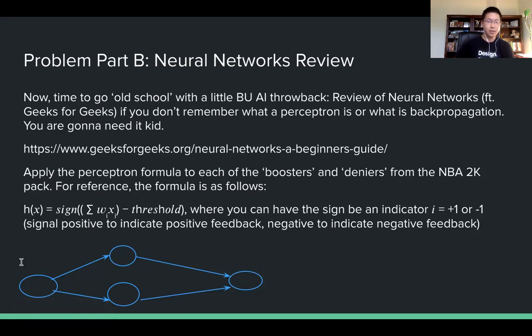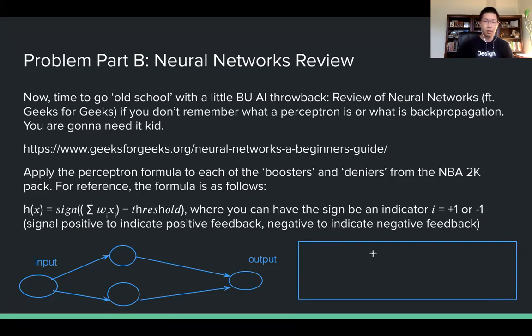With regard to these two paths, you have an input and an output. So let me just label these. Input and output. Yeah, so that's it. Let's say we can apply this to every single pack that we had in the earlier dynamic programming question. Since this is going to be a little bit of algebra, let's say we have B_i boosters that are positive, and B minus B_i boosters that are negative, and D_j deniers that are positive, and D minus D_j deniers that are negative.